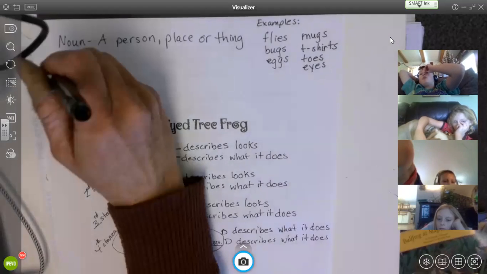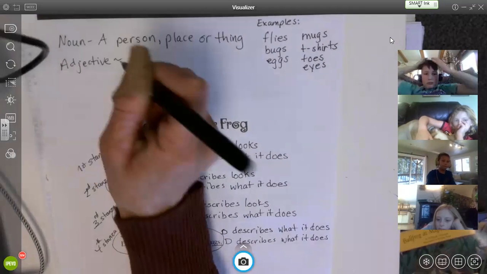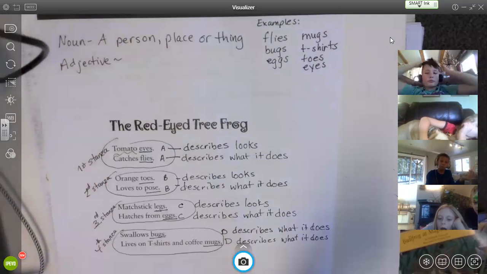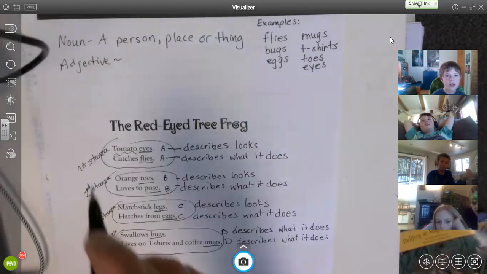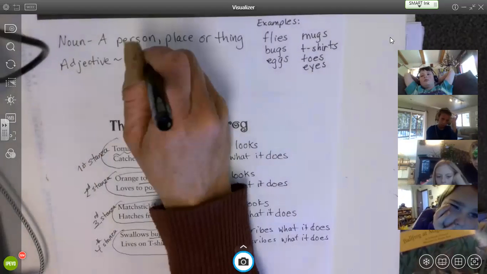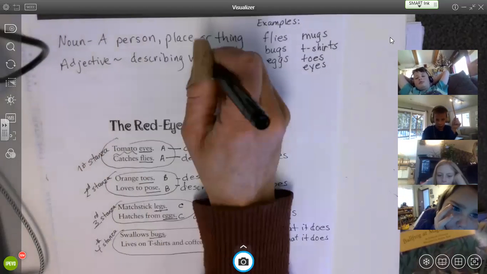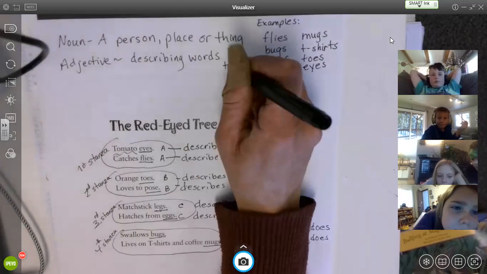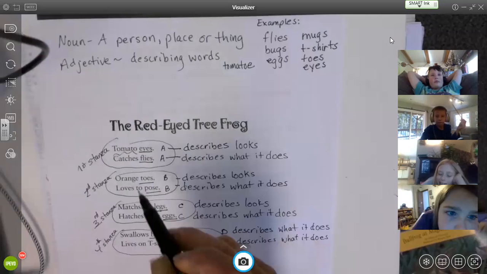What a great segue. An adjective is a describing word. Today, the word tomato is being used as an adjective because it's describing the eyes. What kind of eyes? Tomato eyes. So normally a tomato is a noun, right? But because of the way the poet has used it, it is going to be an adjective. Isabella, another adjective.